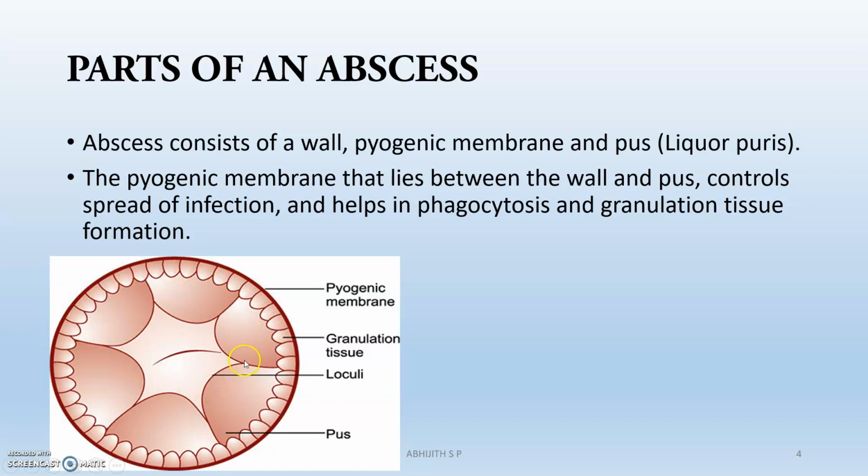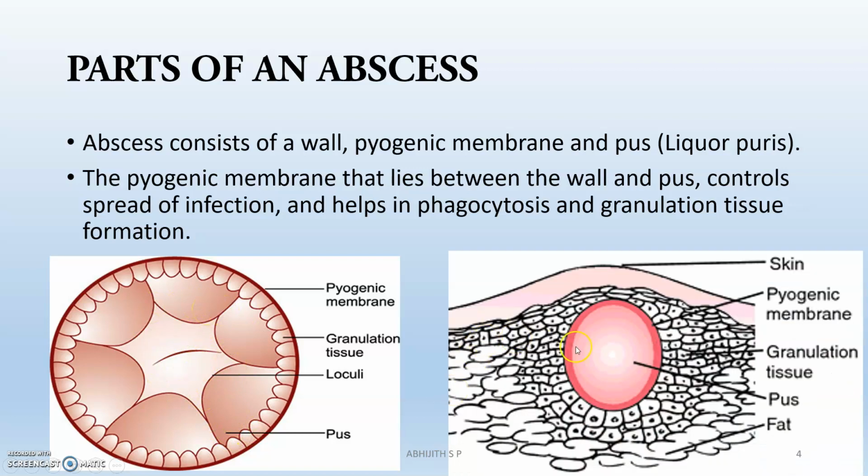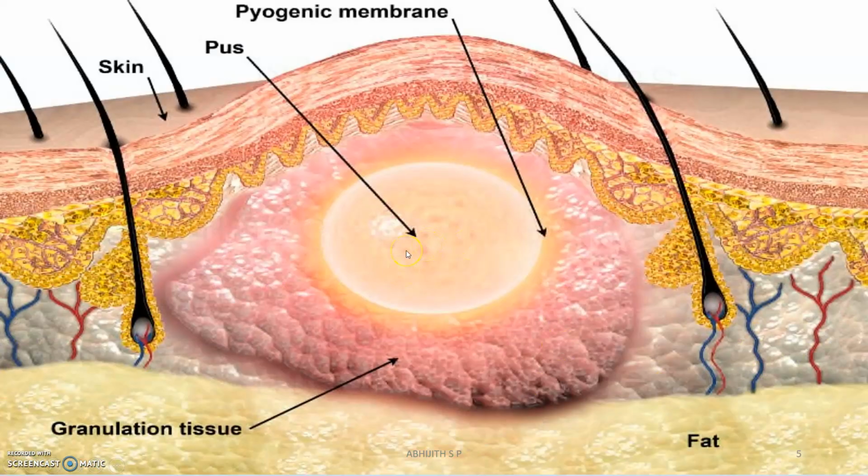This is the locus. This is the granulation tissue, and this will be the pus. Here we will be seeing the pus, so this is more visible. This is the skin. This is the pyogenic membrane. This is the pus, and this is the granulation tissue. This will be the subepidermal fat. So this is another, clearer picture. You can see this.